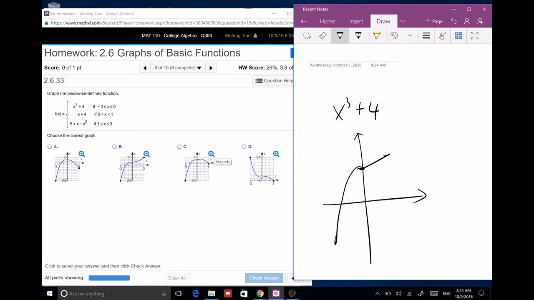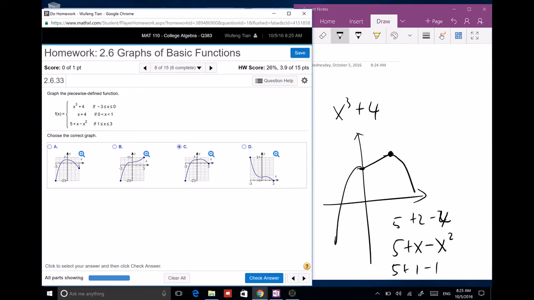And then the other one is 5 plus x minus x squared, and we can plug it in. For x equals 1, it's 5 plus 1 minus 1, so it's still 4. For x equals 2, 5 plus 2 minus 4 is 3, so it's going down actually. So now we can tell it's going to be C.